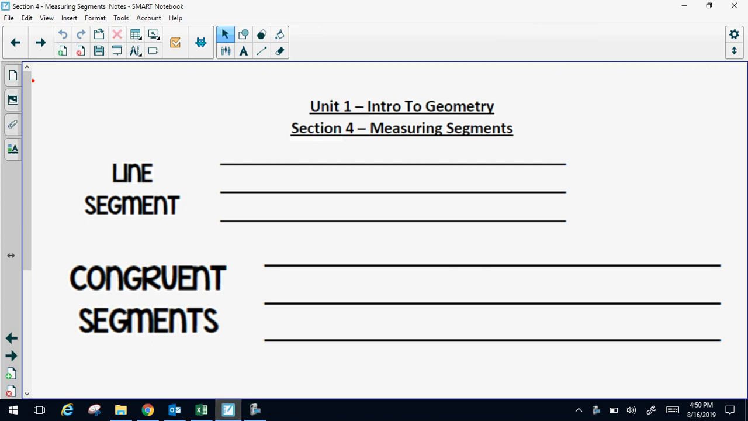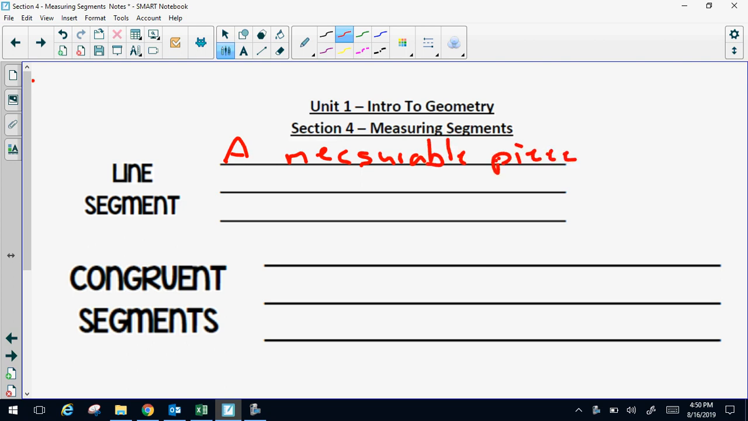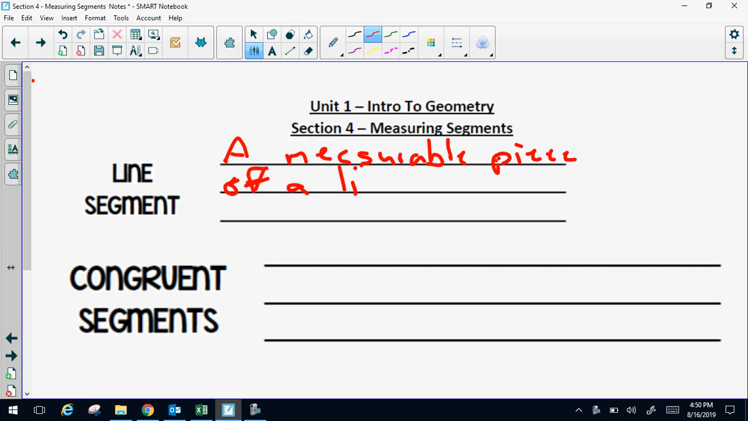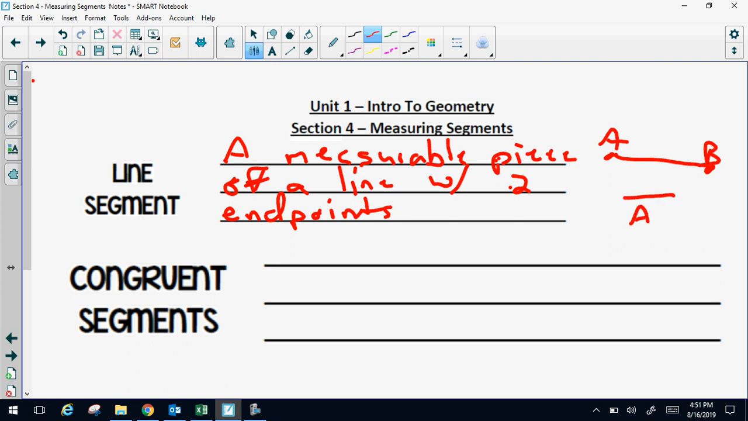All right, so today we're talking about segments. A line segment is a measurable piece of a line with two endpoints. What that looks like is if I have this, A and B, it has 2 points, no arrows. So if I'm naming it, I just put a line above letters A, B.